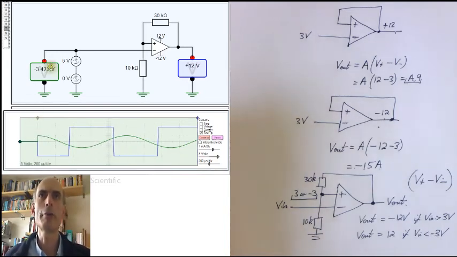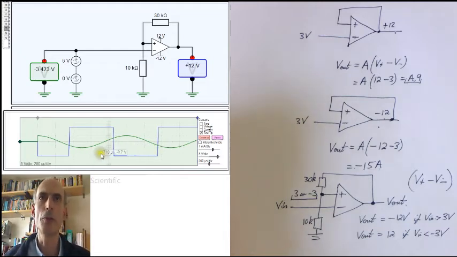And we have a sine wave coming in. As you can see, when the sine wave gets below -3 volts, the output suddenly shoots up to +12 volts, and it remains at +12 volts until the sine wave gets to +3 volts, at which point the output flies back down again, and so on.